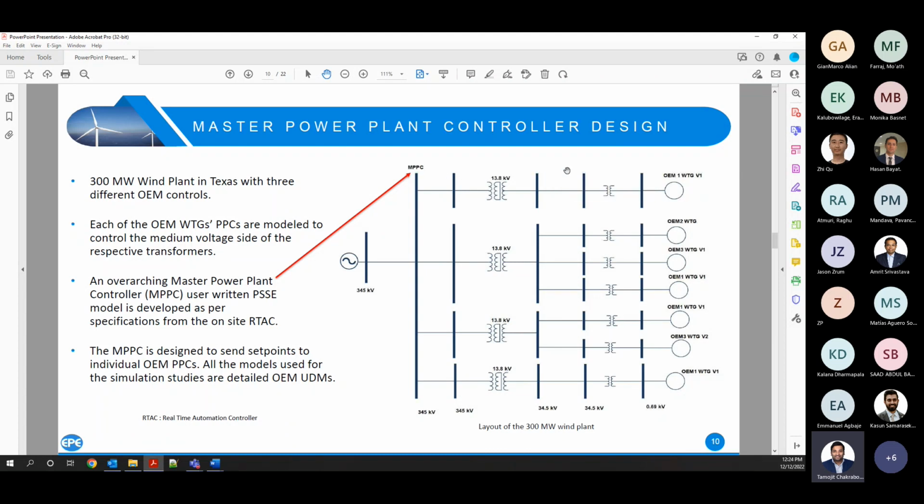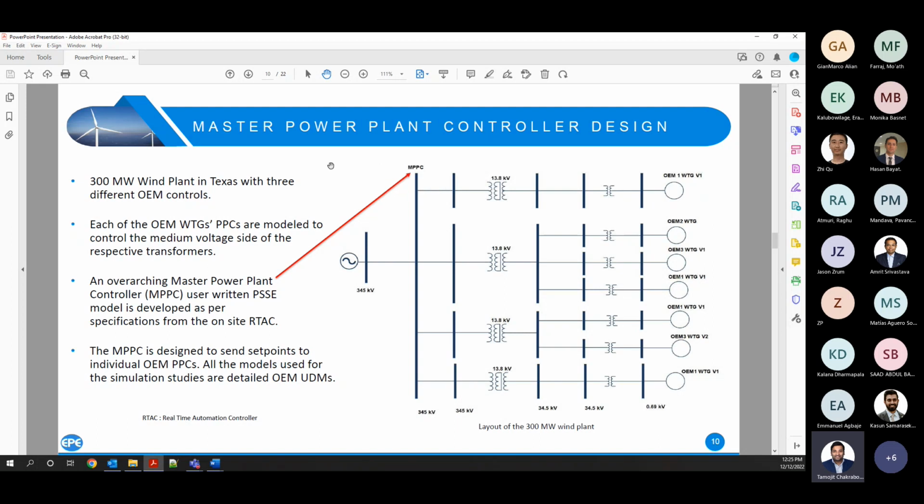So this was the design of the plant, right? You can understand that each of the OEM PPCs is monitoring their respective medium voltage collector systems. On top of that, we developed, once again working with the manufacturer of the power plant controller, we sat down with them, understood the control philosophy of their RTAC system that is there in the site, and then we wrote the source code of the master power plant controller.